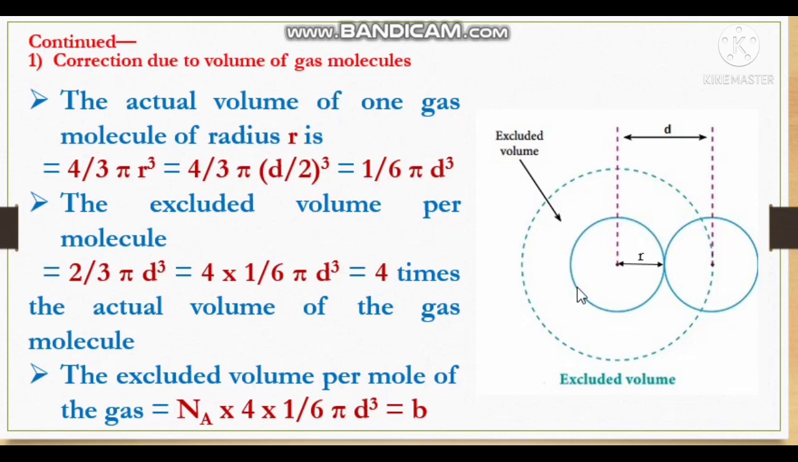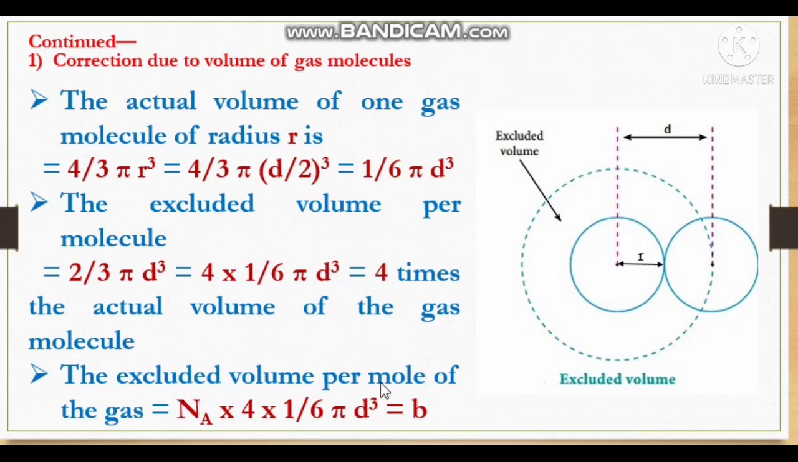Now we will calculate the actual volume of one gas molecule, and this one gas molecule has the radius r. So by using the formula 4/3 πr³, where r is equal to d/2, the equation becomes 4/3 π(d/2)³. So this is equal to 1/6 πd³. So the excluded volume per molecule, which we have seen in the previous slide, was 2/3 πd³. And you can see here it is 4 times that of 1/6 πd³, meaning 4 times the actual volume of the gas molecule.